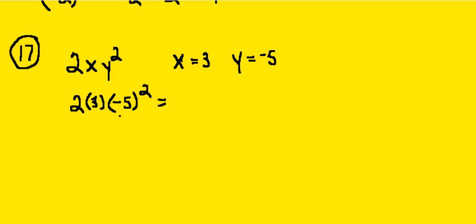Okay, so I know that negative 5 to the second power is 25, because it's negative 5 times negative 5, and that's going to be multiplied by 2 times 3, which is 6, and 6 times 25 is 150. Okay, not too bad.